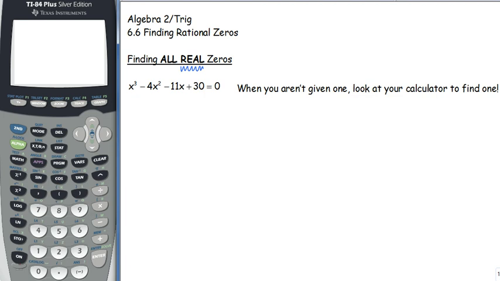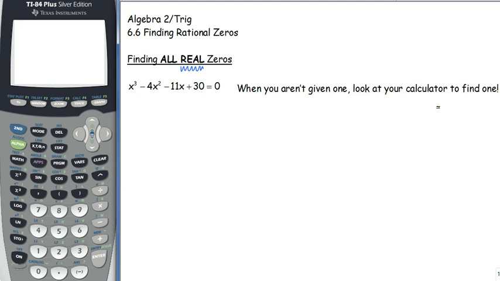In this case, I'm not giving you any solutions. Up until now, when I gave you an equation, I gave you one of the solutions that you had to use synthetic division and factor out. So as you see, when you aren't given one, look at your calculator to find one. So think about it. If I'm looking at my graph on my calculator, where would I see a real zero? Where would I see a real root?